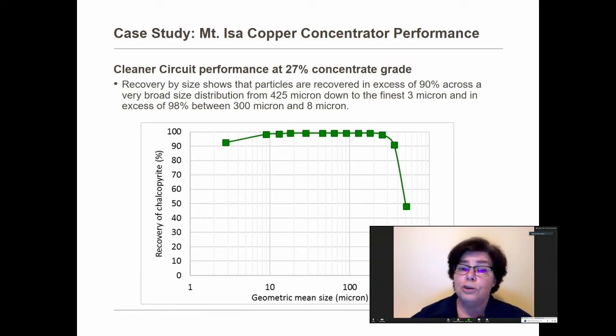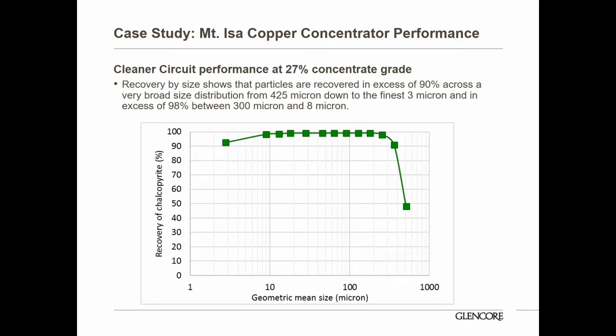Obviously, it's the metallurgical performance that's most critical. So a 2017 survey conducted by the JKMRC shows that the cleaner circuit achieved nearly 98% recovery at a 27% concentrate grade. The recovery by size curve shown here shows that the recovery was in excess of 98% for particles between 212 micron and 8 micron. And the recovery was over 90% for particles between 425 micron and 3 micron. This demonstrates the resilience of the Jameson cell to recover particles across a wide range or the entire size range.